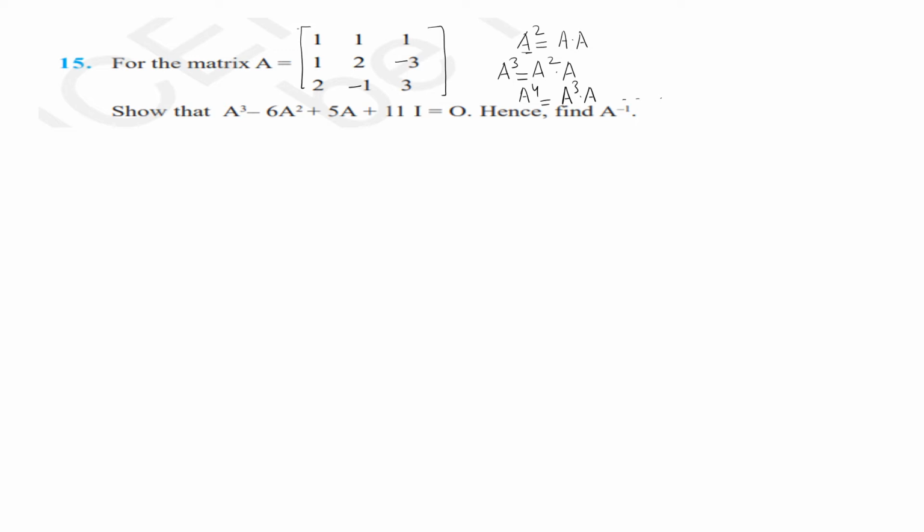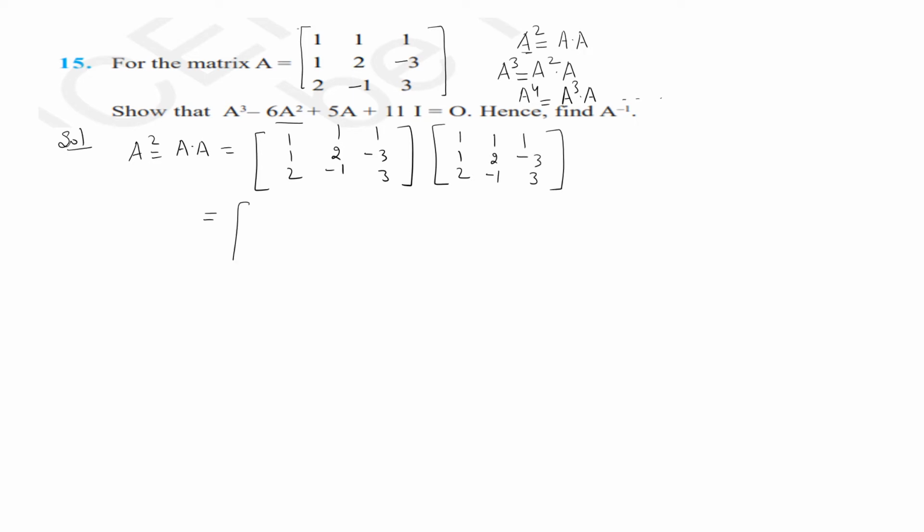So given a matrix A, let us start with the solution. Firstly I need to find A square. A square is A into A, which is 1 1 2, 1 2 minus 1, 1 minus 3 3, into 1 1 2, 1 2 minus 1, and 1 minus 3 3. Okay, so let us start with the multiplication. You people are familiar with how to multiply these matrices.